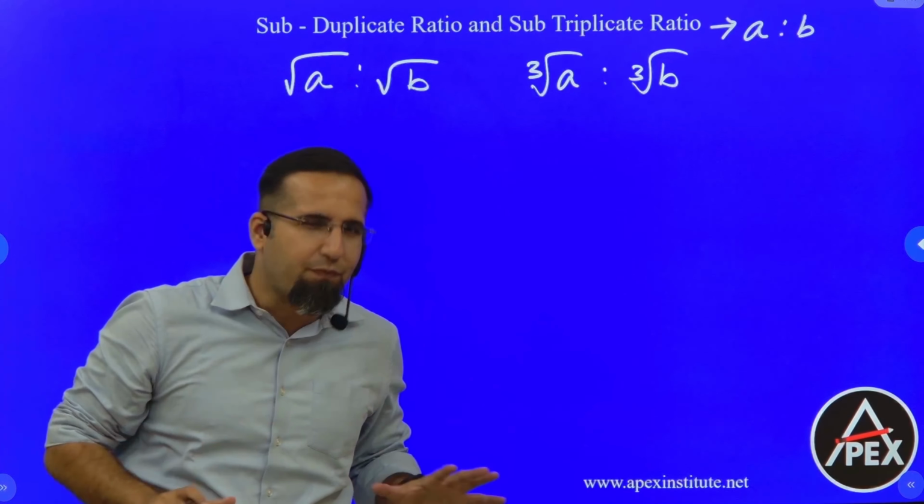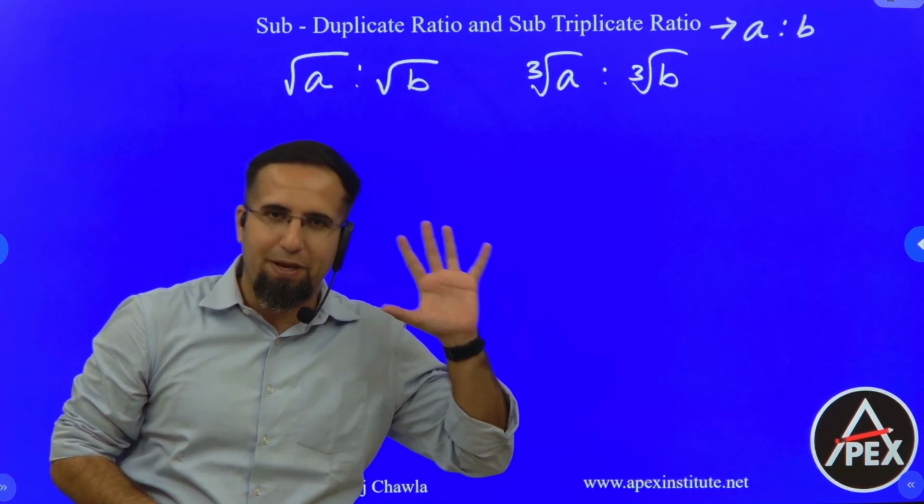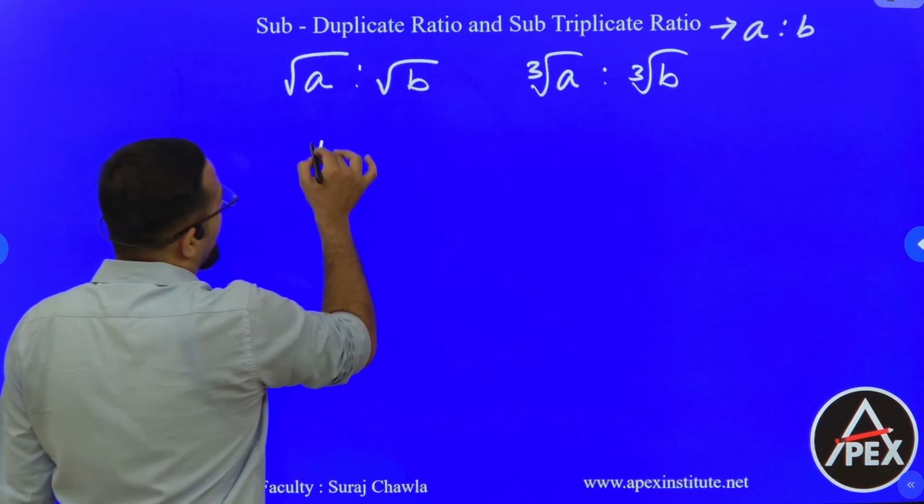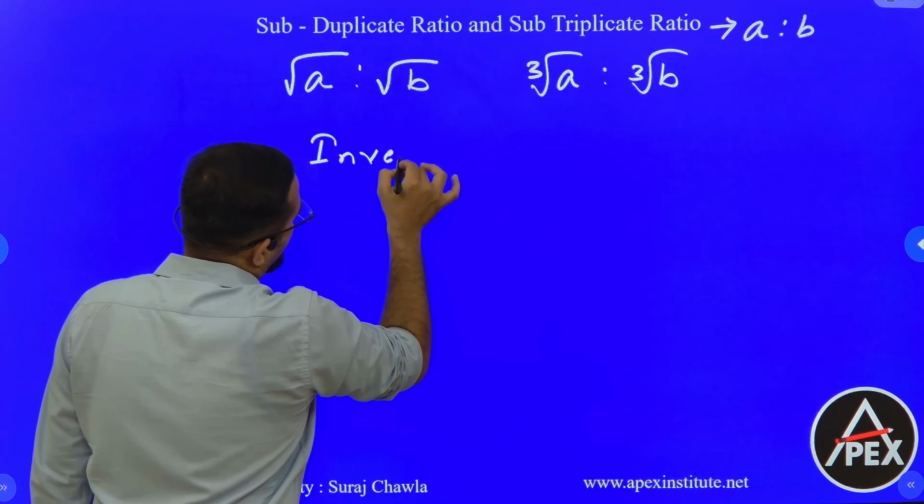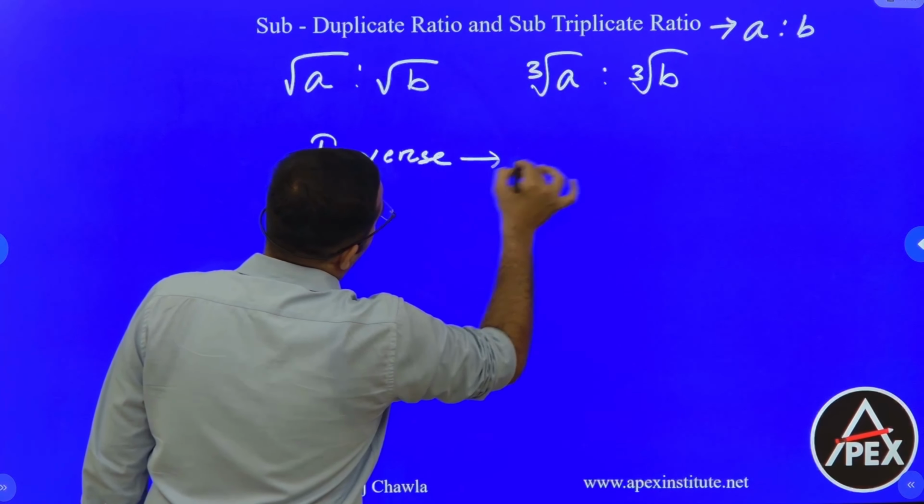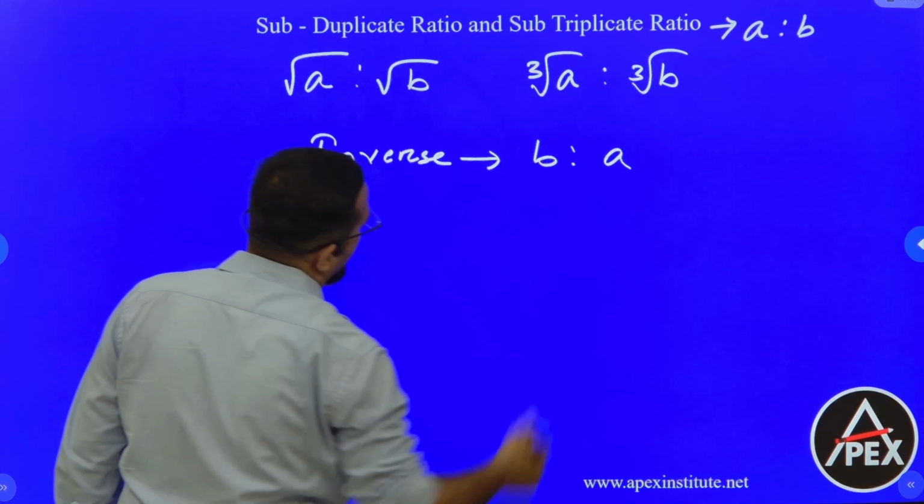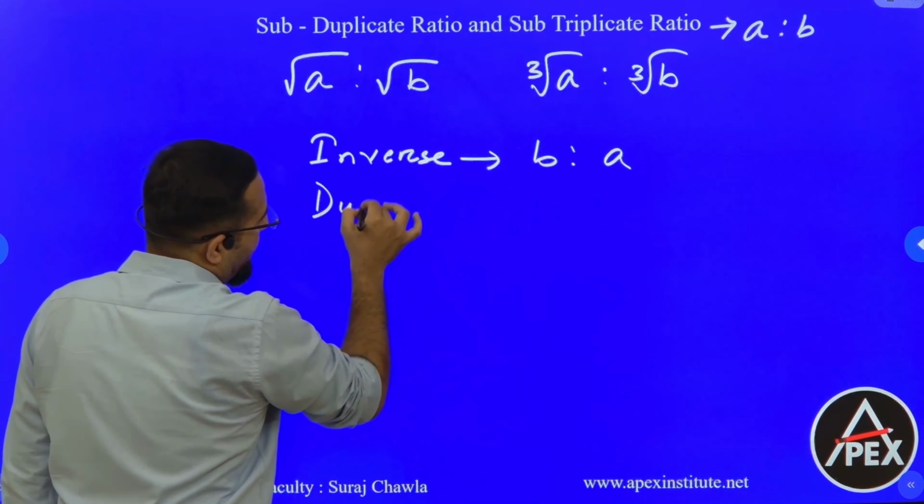So these are the only 5 types of ratios we'll learn. I repeat, the 5 types of ratios that we have learnt are inverse ratio of A is to B is B is to A. Then we learnt duplicate ratio.